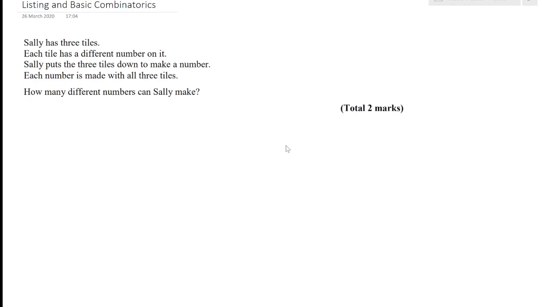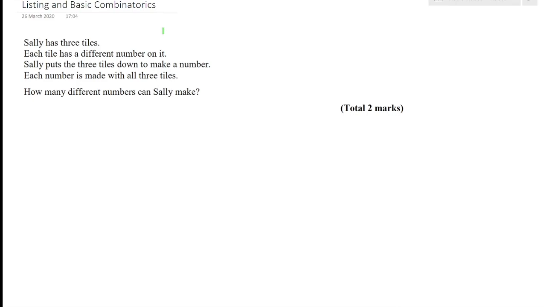Hello and welcome to today's lesson on listing and basic combinatorics. So, though combinatorics is quite a big word there, what does it mean? Combinatorics is a really fancy mathematical way of saying let's count things, let's count how we can do things basically. So this is probably quite a new concept to most of you.